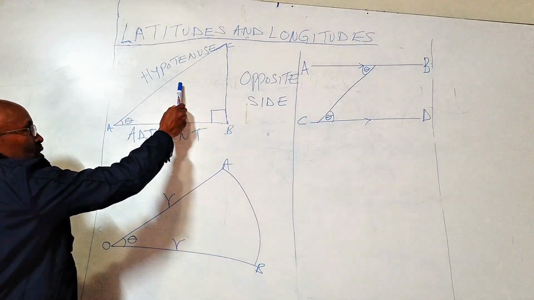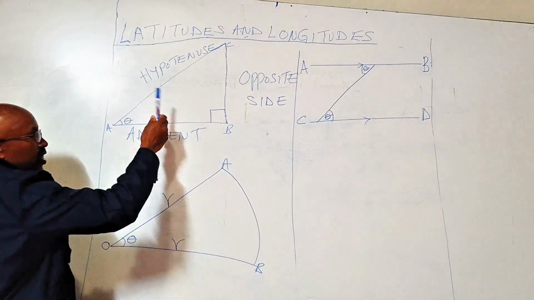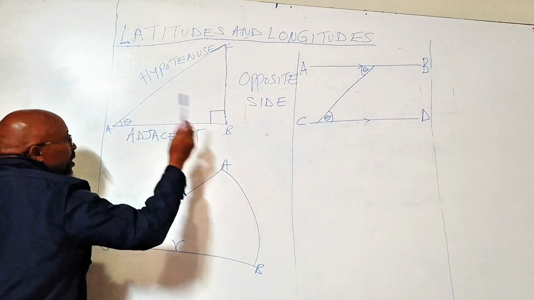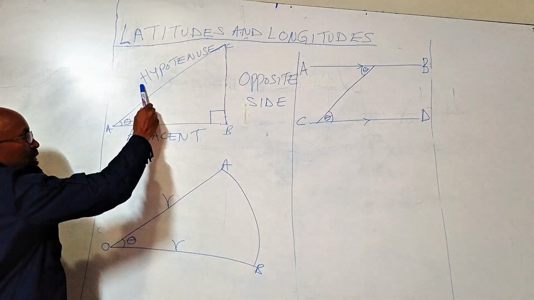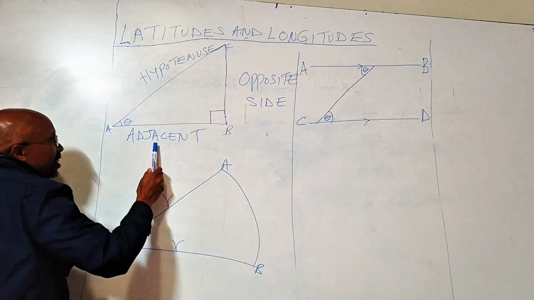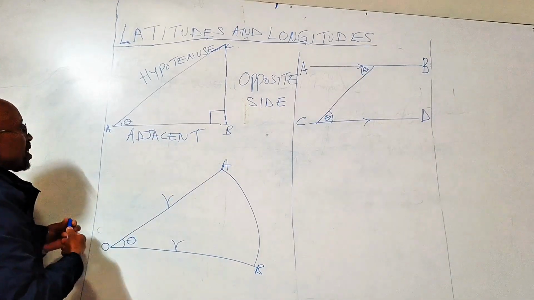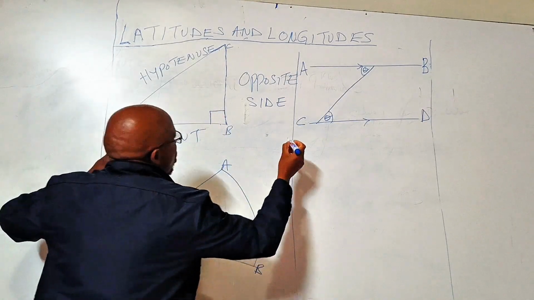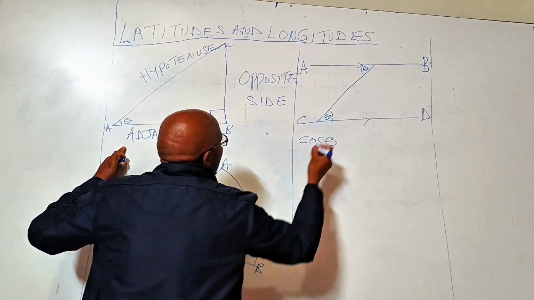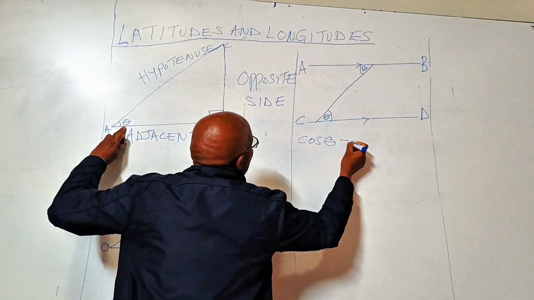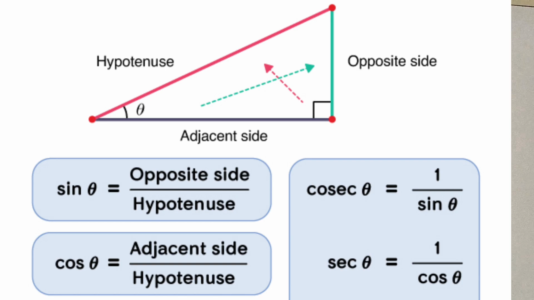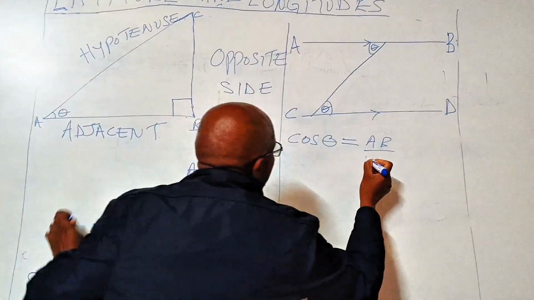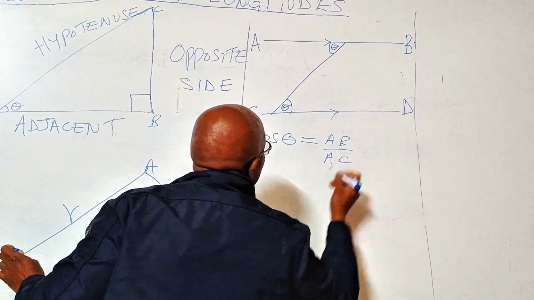We'll use a right angle triangle to get the trigonometric ratios, where we have a triangle ACB and angle theta. We have a hypotenuse, we have the opposite side, and we have the adjacent side. To get the cosine of an angle, we say cosine of theta, our angle theta here, is equal to the adjacent side, that is AB, all over the hypotenuse, which is our AC.